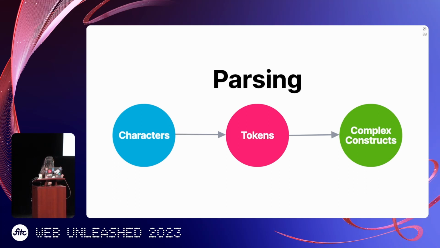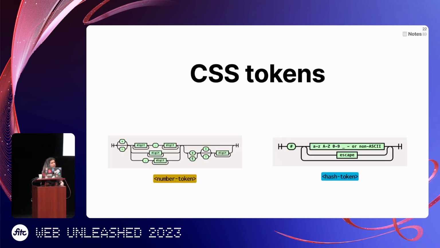On a very high level, it goes from characters to these intermediate things called tokens, and then to more complex constructs like selectors and declarations and rules. So what are CSS tokens? Parsing in every language always begins with tokenization. Tokens are the smallest meaningful units in a programming language. This is the same across CSS and regular programming languages. Tokens are basically to programming what words are to natural language.